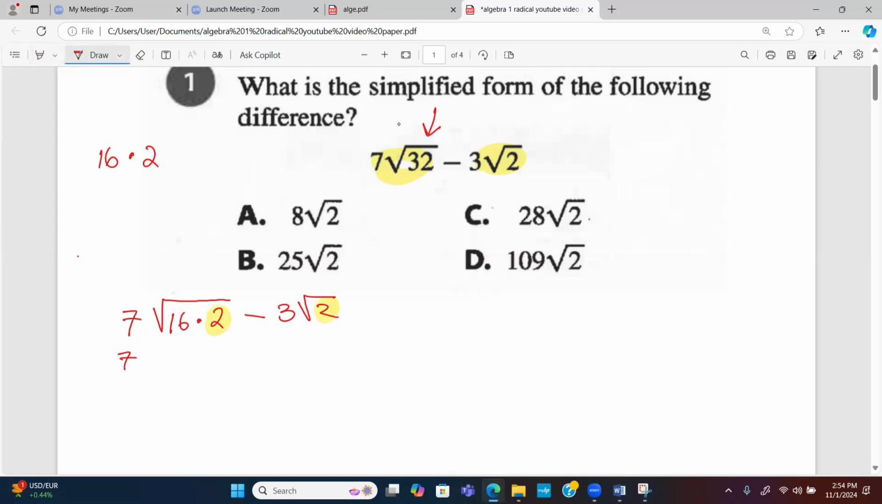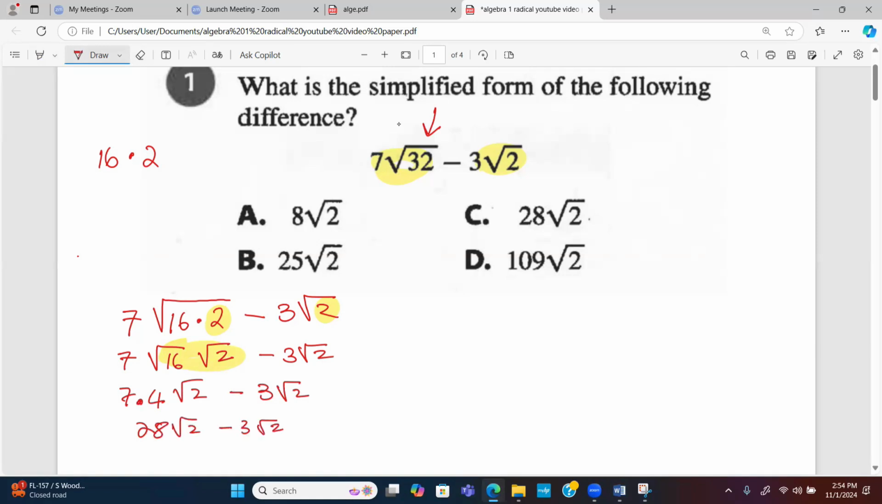Let us split this. So this is 7 square root 16 times the square root of 2 minus 3 square root of 2. Whenever we have radicals, we're able to split them like this. So at this moment, what we really have is 7 times 4, and then the root of 2. Remember, the square root of 16 is 4, then minus 3 root 2. 28 root 2 minus 3 root 2. And then finally, we're looking at 25 square root 2.